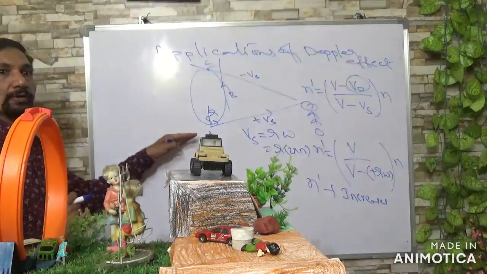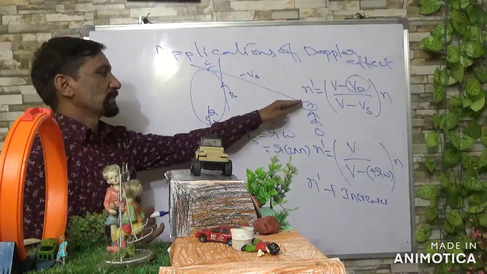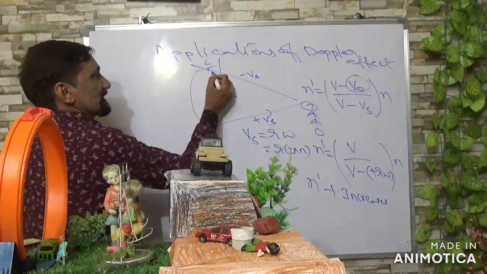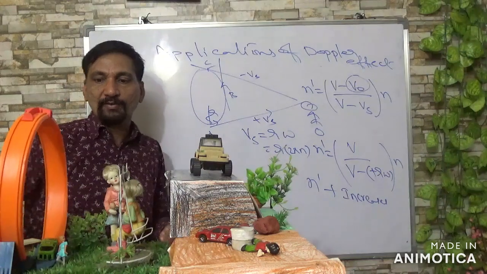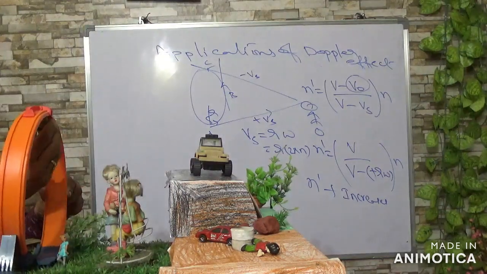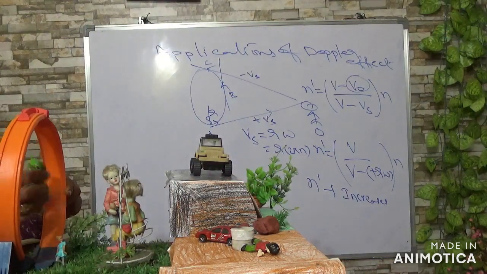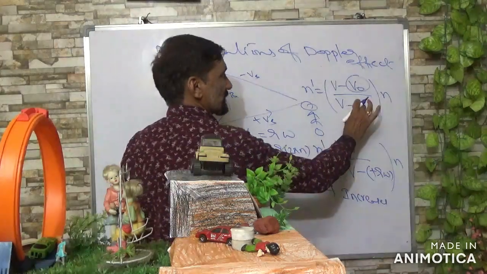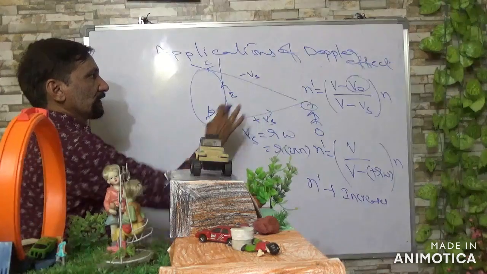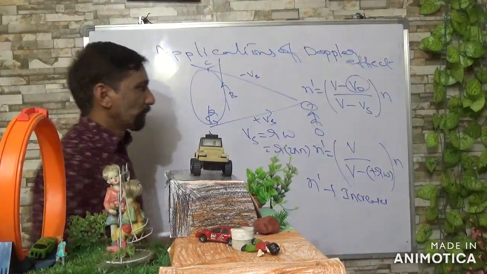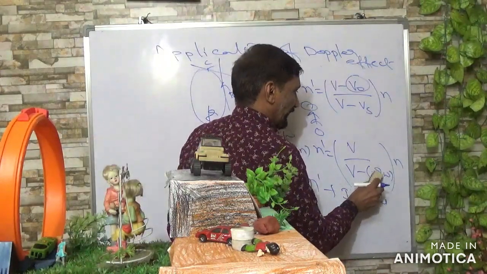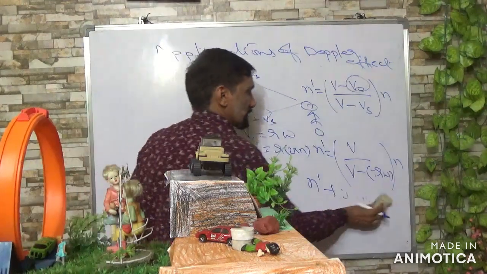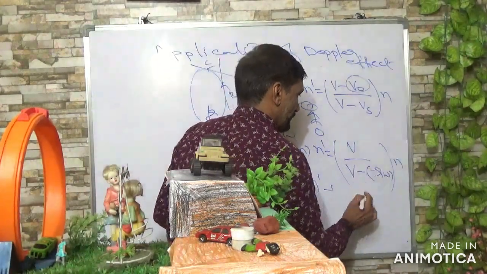Okay, so when the source approaches the observer, the frequency increases. Now suppose the source is going away from the observer. When it's going away, Vs will be taken negative. So in place of this plus, you will write minus. Thereby, minus of minus will become plus.